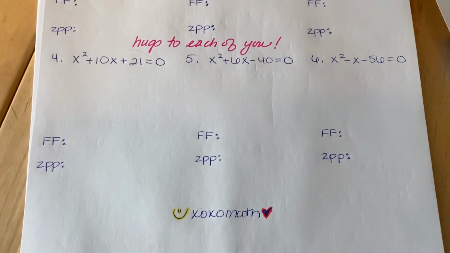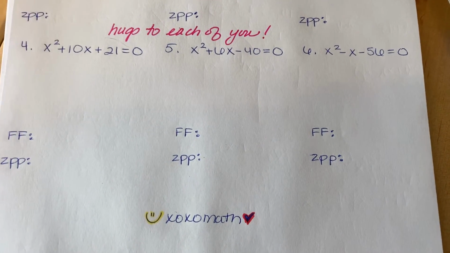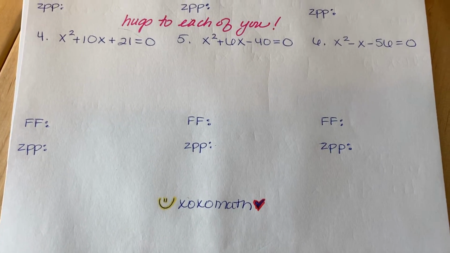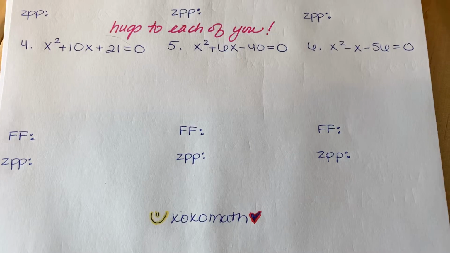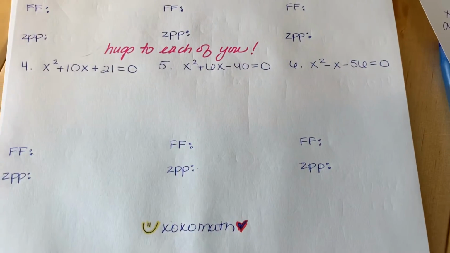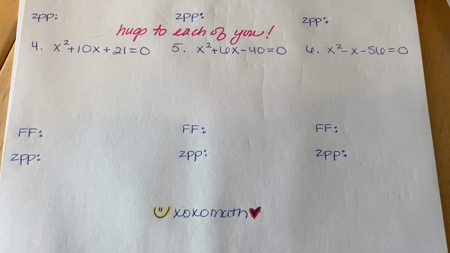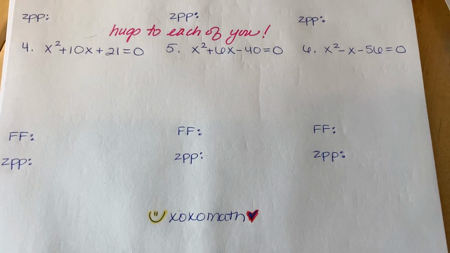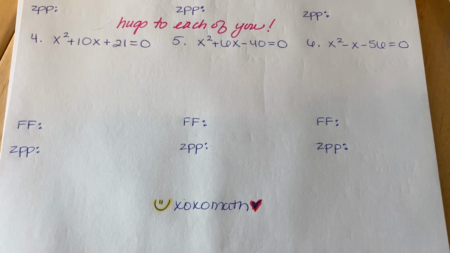Okay, then there are three more. So 4 is x squared plus 10x plus 21 is equal to 0. 5 is x squared plus 6x minus 40 is equal to 0. 6 is x squared minus x minus 56 is equal to 0.